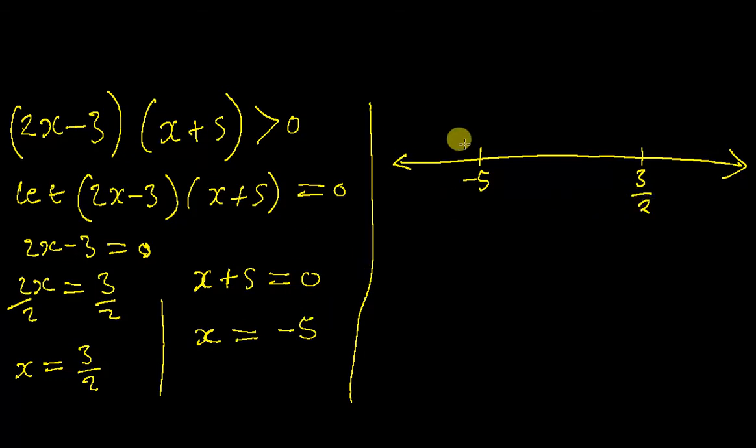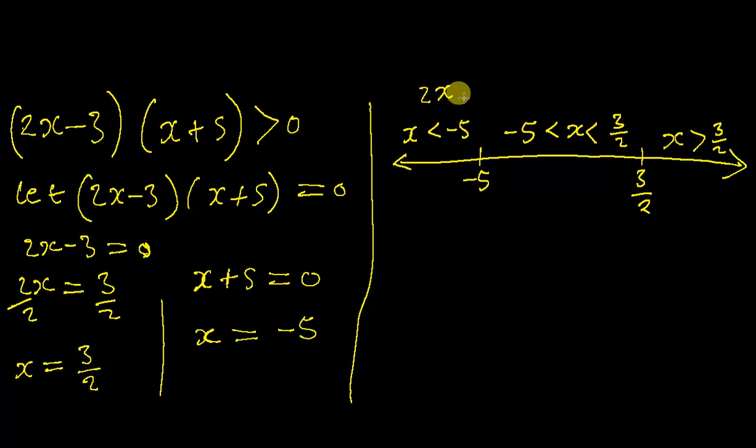All the numbers on this side are values of x that are less than negative 5. Then between negative 5 and 3 over 2, we have negative 5 less than x less than 3 over 2. Apart from that, on this other side we have all values of x which are greater than 3 over 2. So let us test these regions using this first inequality. Let me just write it on top there.